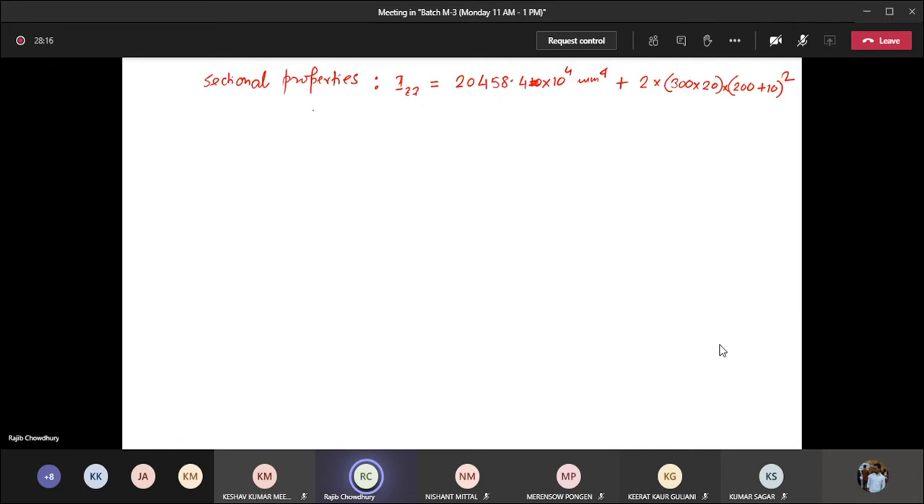Similarly, what I am going to do next is the IYY calculation. Whenever I am going to consider IYY, then it is IYY of the ISMB plus IYY of the plates.